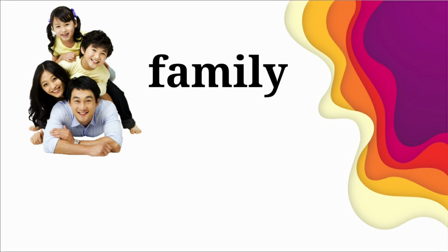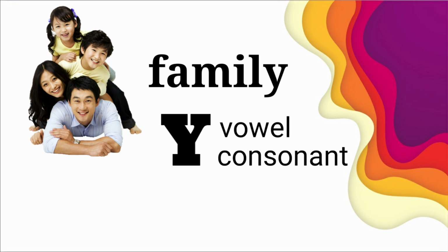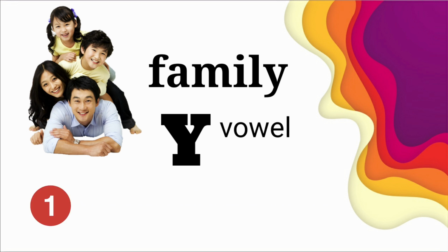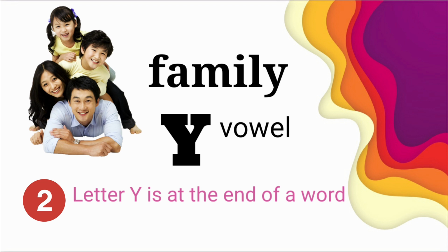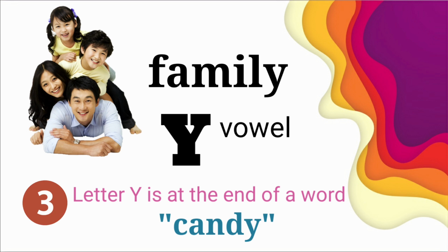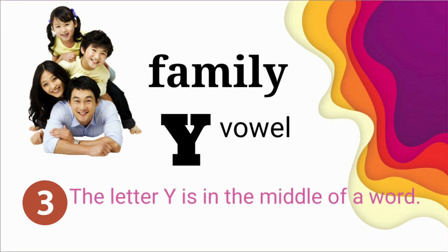Now, in this word, how many vowels do you see? Okay, this is when it gets a little bit tricky. We said vowel sounds, right? But you'd say Y is not a vowel sound, it's a consonant. So here it goes. Y is both a vowel and a consonant. So when does Y consider to be a vowel? Number one, when the word has no other vowel, like the word gym. Number two is when the letter Y is at the end of a word, like candy. Or if it's in the middle of a word, like the word system.